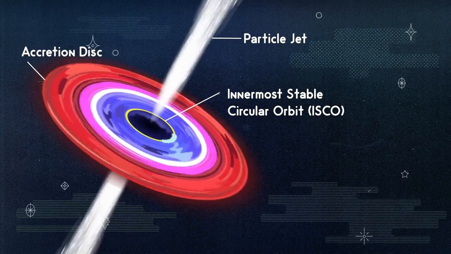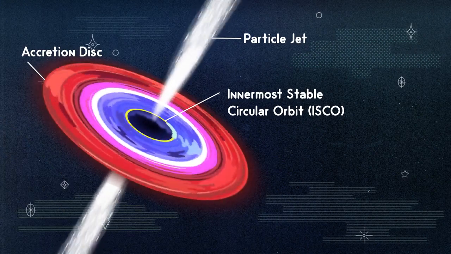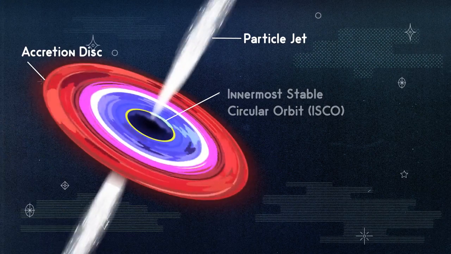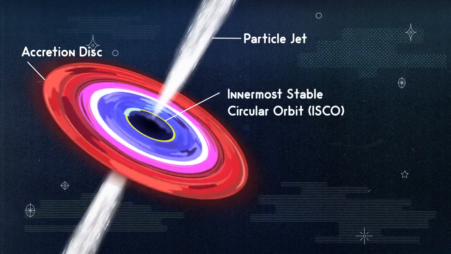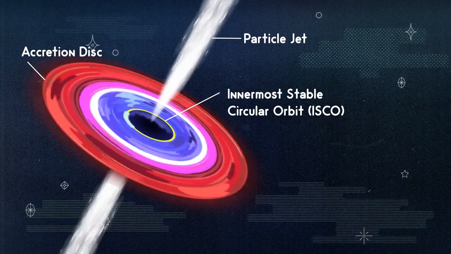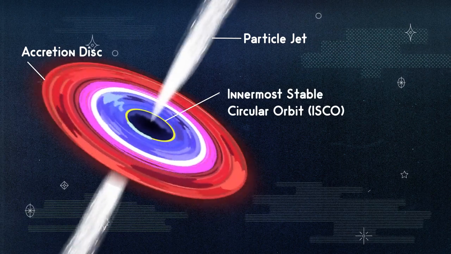The innermost stable circular orbit, which we will henceforth just call the ISCO, defines the inner edge of the accretion disk, beyond which material will fall freely and become captured by the black hole.